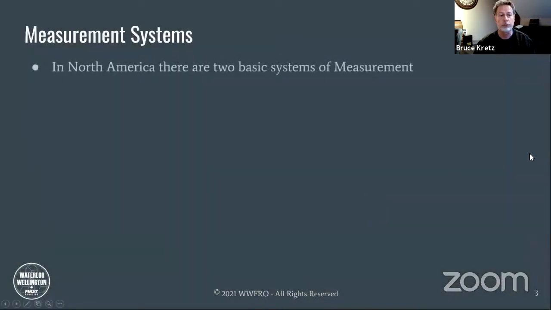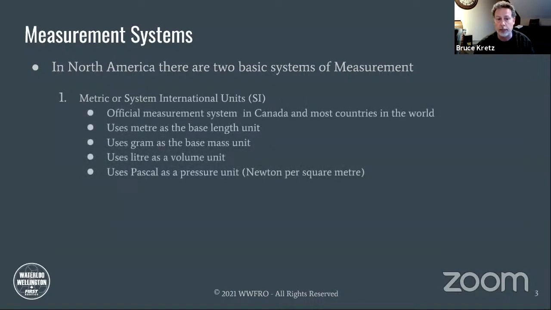So, measurement systems. In North America, there are 2 basic systems of measurement. The metric system, or the System International, SI. It's the official measurement system used in Canada and most countries in the world. It uses the meter as the base length unit, the gram as the base mass unit, the liter as a volume unit, and it uses pascals as a pressure unit. And a pascal is a Newton per square meter.